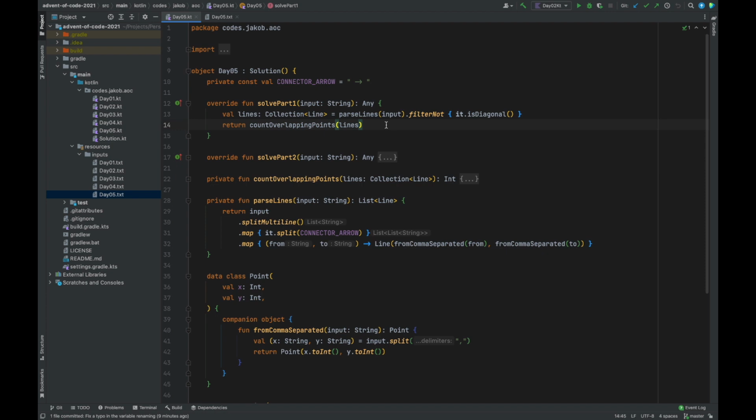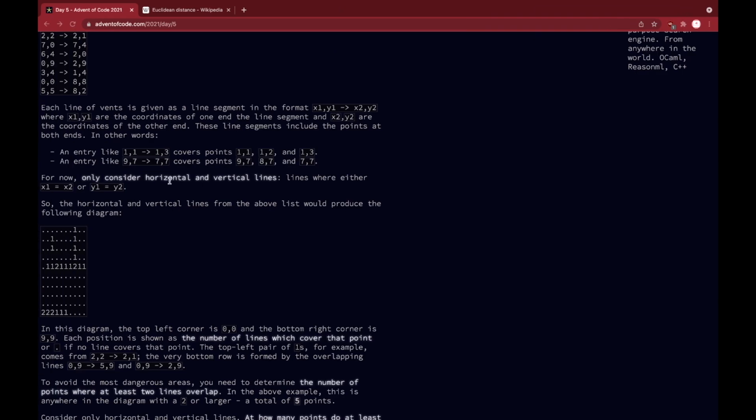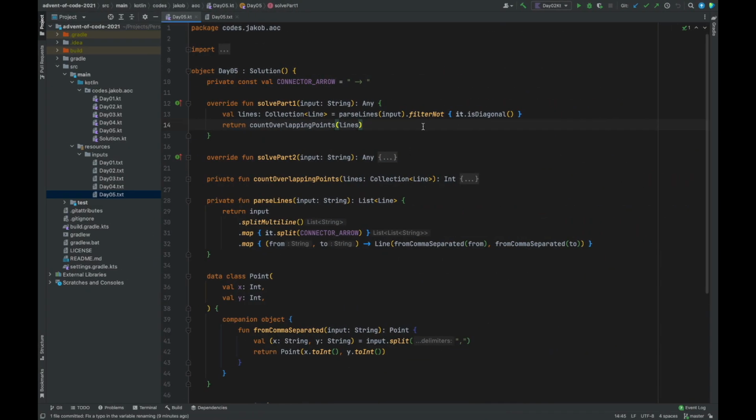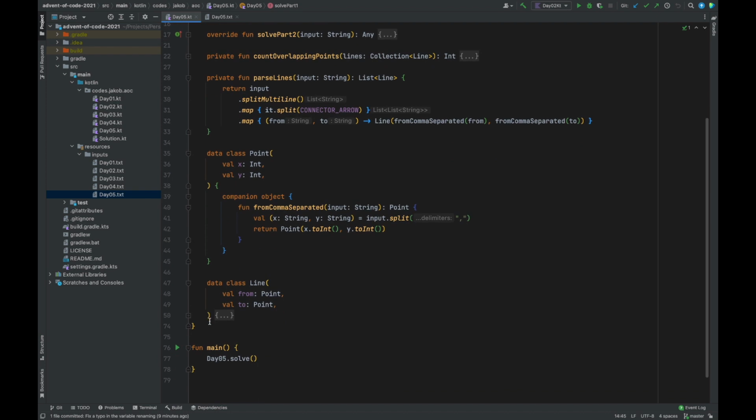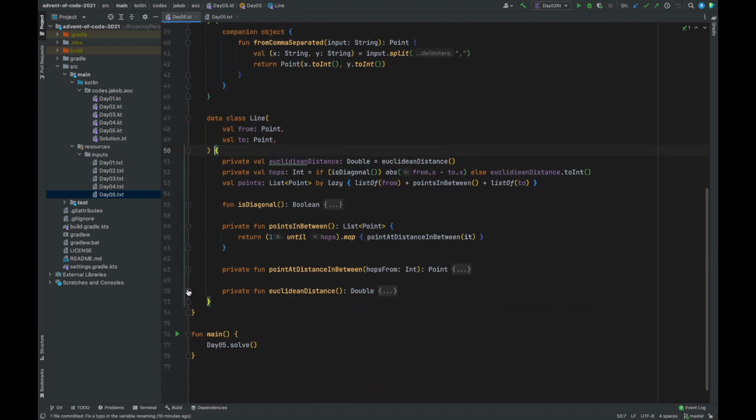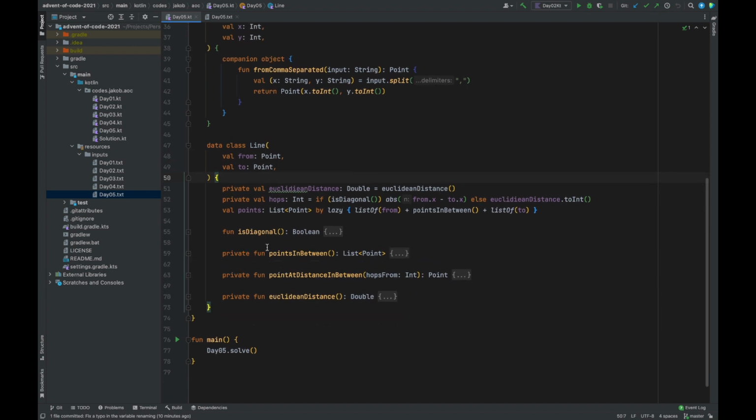The next step, as you already see right here, is I want to filter out, so filterNot, right? It does the opposite of a filter. That is a diagonal line, right? Due to the reason that here it said only consider horizontal and vertical lines. So no diagonal ones. And how I did this is that the line itself has an attribute. Don't worry, there's quite some stuff going on here, but for now we only need to care about isDiagonal.